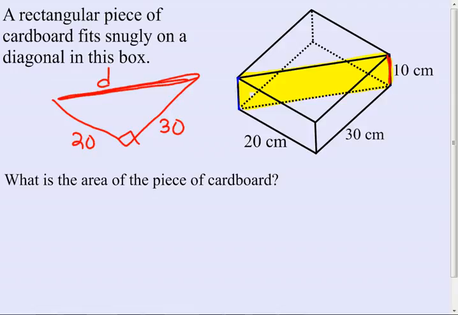Use a calculator. Well, you don't need a calculator, do you? Because 20 squared plus 30 squared equals D squared. I need to find that length. 400. Cole, what's 30 squared?